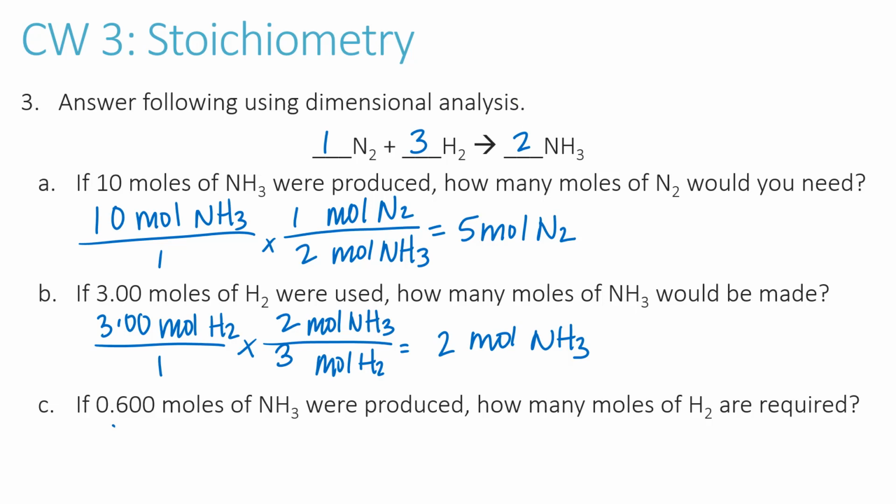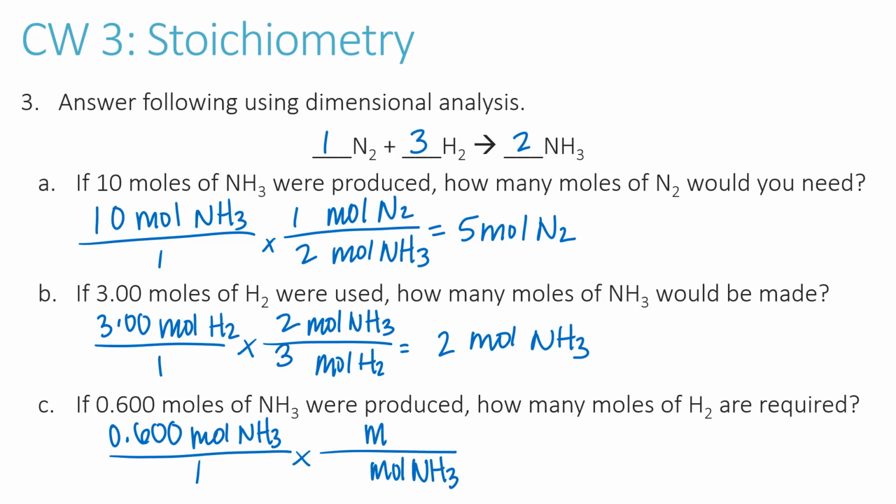Last one, if 0.6 moles of NH3 are produced, how many moles of H2 are required? So I'm going to put mole of NH3 on bottom and mole of H2 on top. And from my balanced equation, that ratio is 3 to 2. So when I solve here doing my math, I get 0.900 moles of H2.